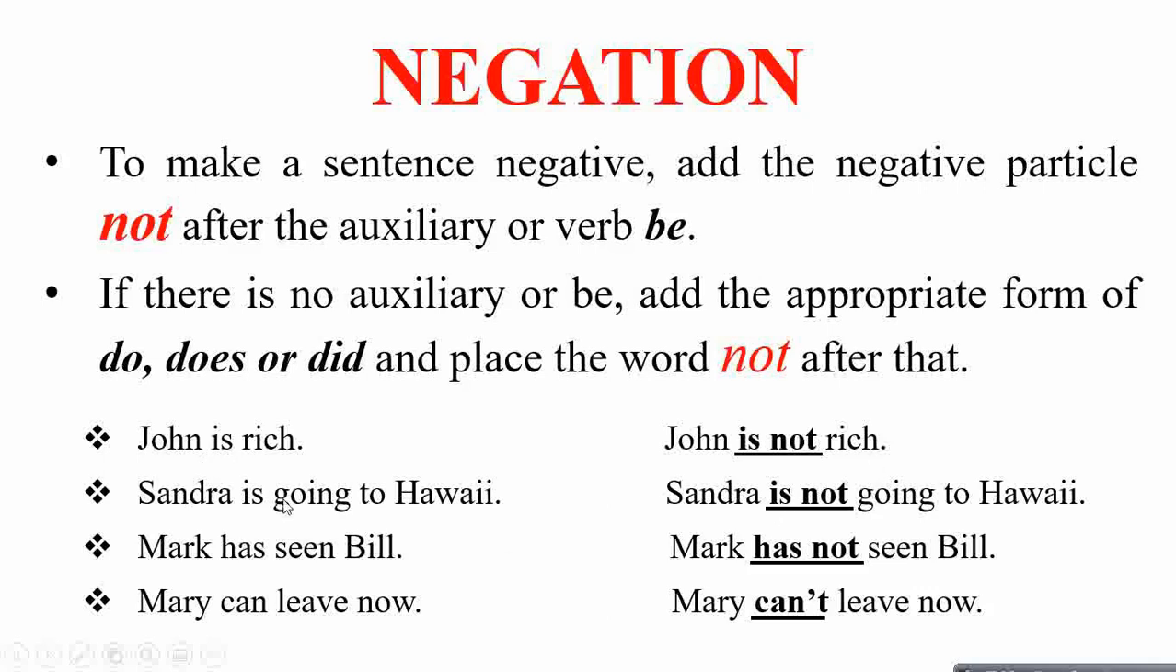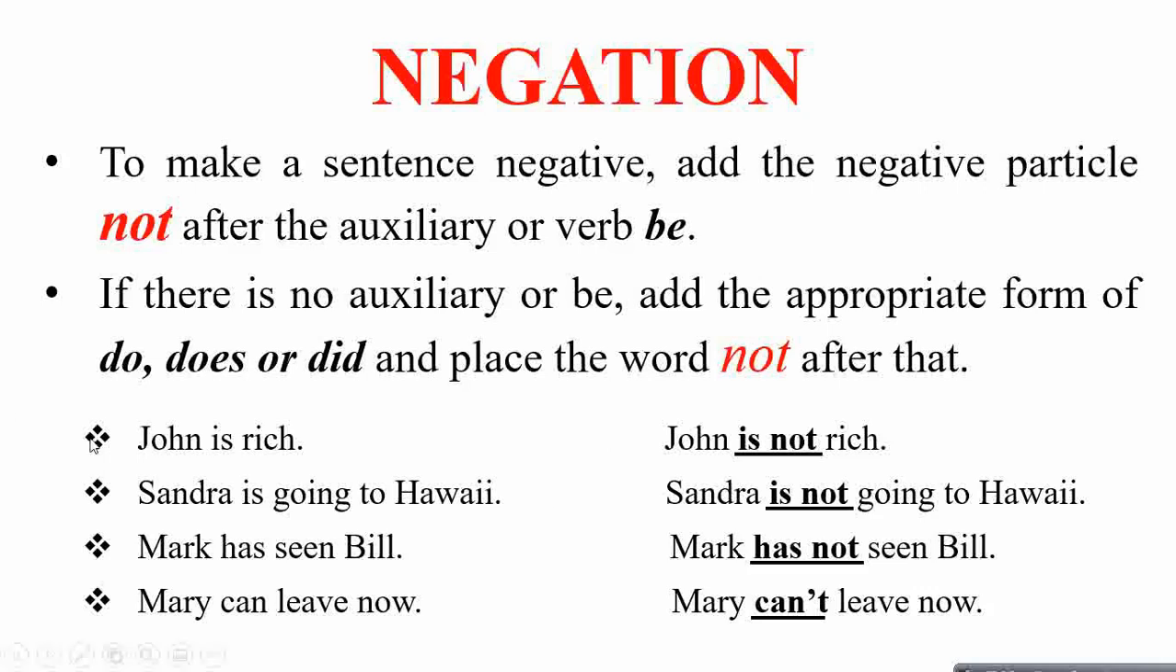Sandra is going to Hawaii. Sandra is not going to Hawaii. Mark has seen Bill. Mark has not seen Bill. Mary can leave now. Mary cannot leave now. So just to get the idea, if you have a helping verb present, in order to make the sentence negative, you just add the word not after this helping verb.